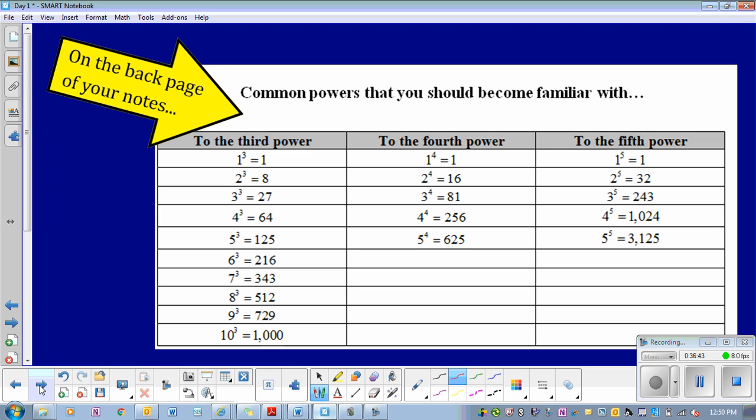So, common powers that you should become familiar with are on the back of your notes. I think it's on the last page. I'm not saying you have to memorize this, but if you do memorize it, your life becomes a little bit easier. If you memorize it all, sure, I'll give you a gold star. I have gold stars. I'll give you a gold star on your assignment sheet. Okay, so the 3rd power, 4th power, and the 5th power. Some of those are worth knowing, but it's there as a guide for you, okay?